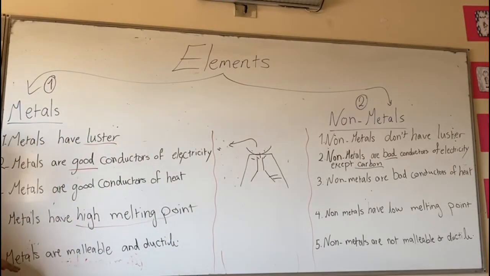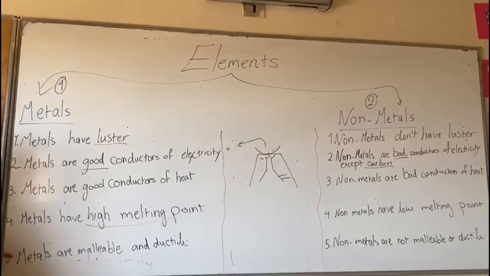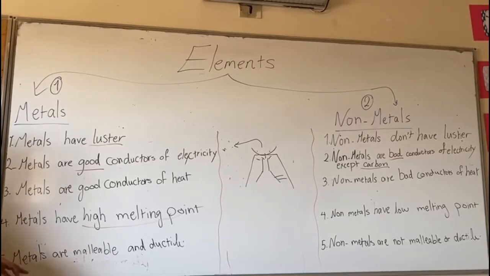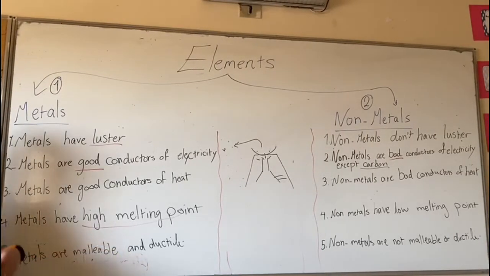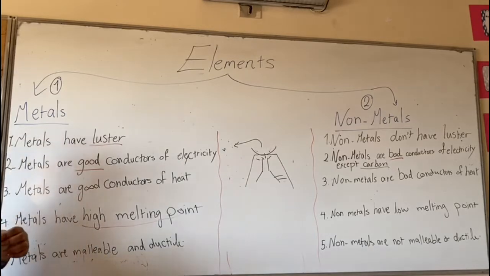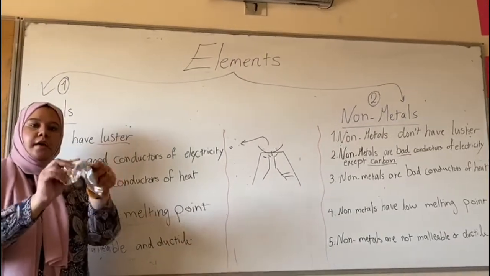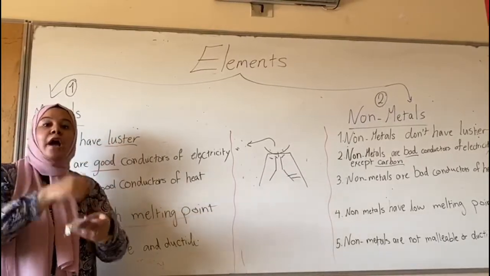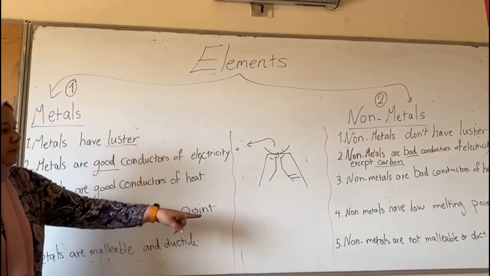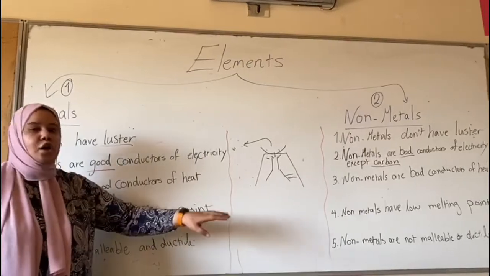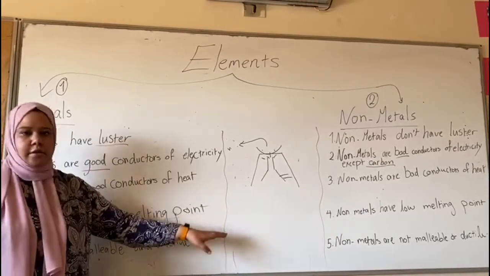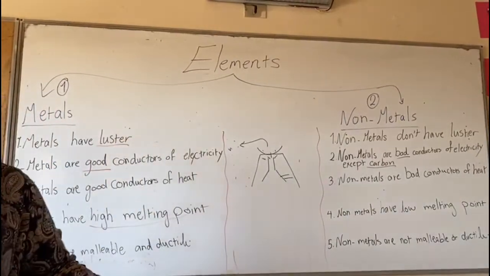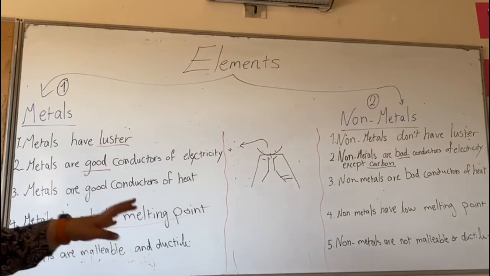Number 5, and the last property. Metals are malleable and ductile. What I mean by malleable and ductile is that they can be bent, reshaped, or hammered. But non-metals are not malleable and ductile. They can't be hammered, bent, or reshaped.